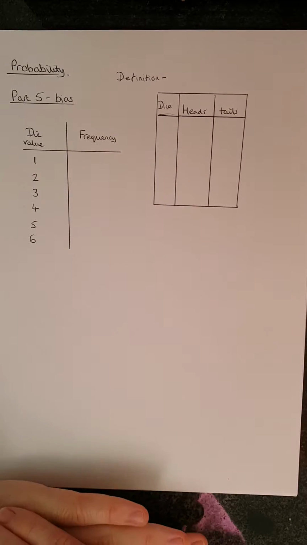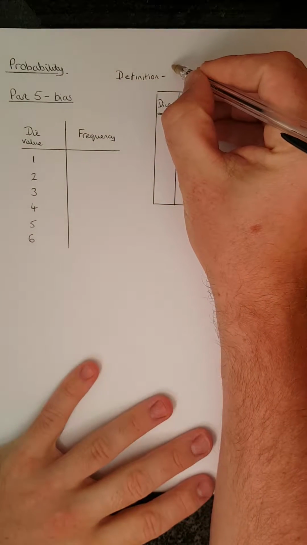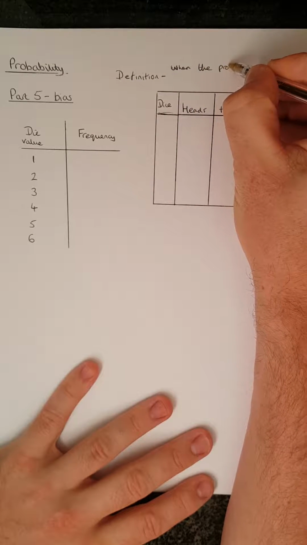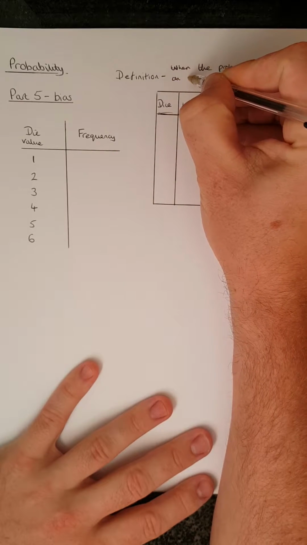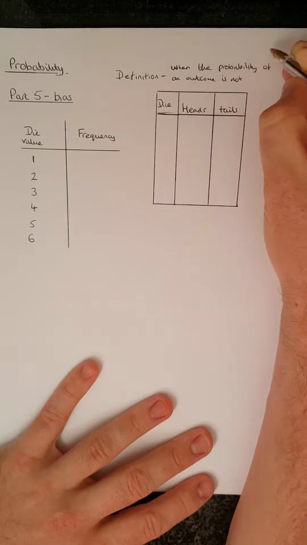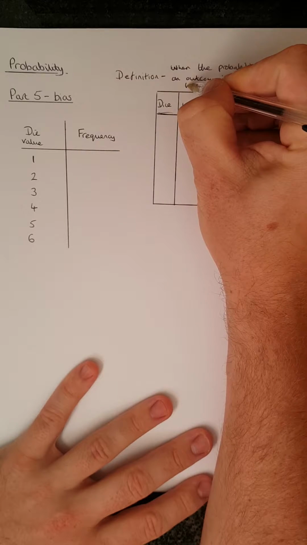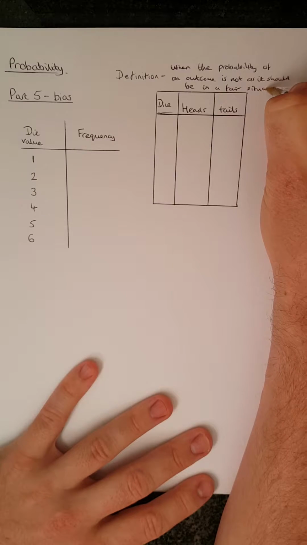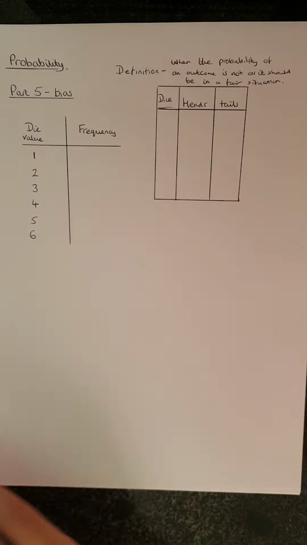Okay, well, we'll define it as when the probability of an outcome is not as it should be in a fair situation. So when things are not as they should be.